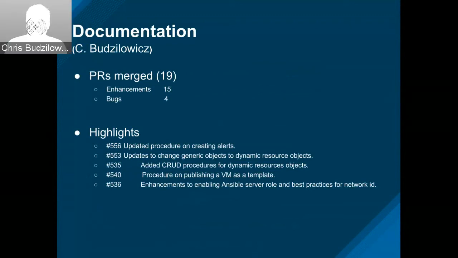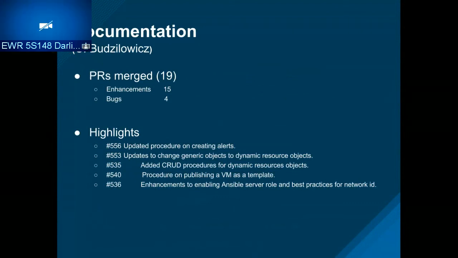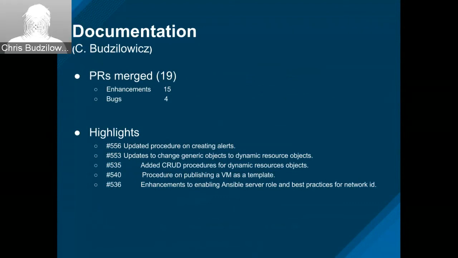Hi, for documentation in this sprint, we've had a total of 19 PRs merged, 15 of which were enhancements, 4 were bugs. Highlights for those are we updated procedures on creating alerts, and we made some changes to generic objects to refer to dynamic resource objects. We added CRUD procedures for dynamic resource objects, a procedure on publishing a VM as a template, and enhancements to enabling Ansible server roles and best practices for network ID. Next slide, please.